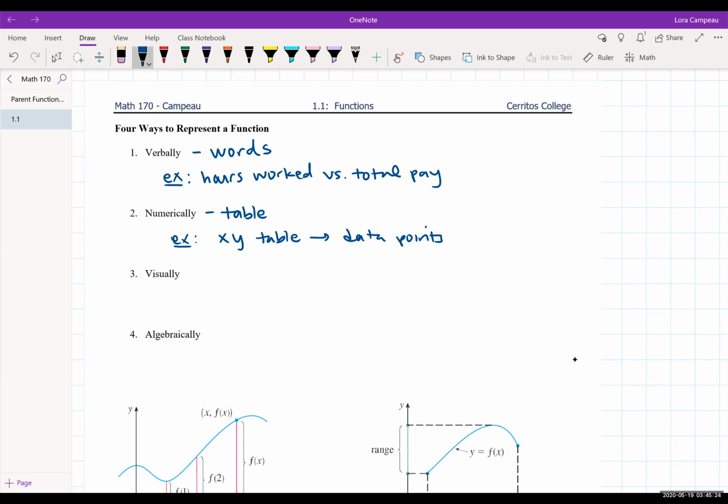Visually goes along with numerically. You will see that we can express functions through graphs. Sometimes that is more valuable because you can see the behavior, whether functions are increasing, decreasing, and so on.